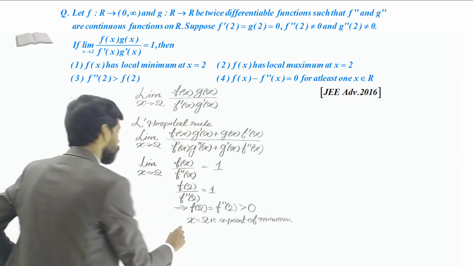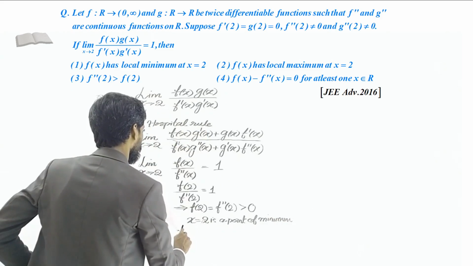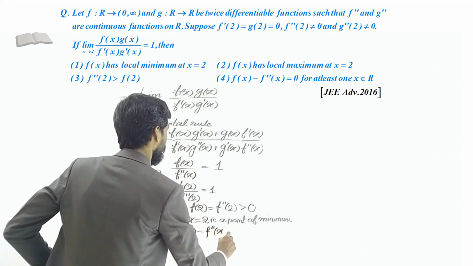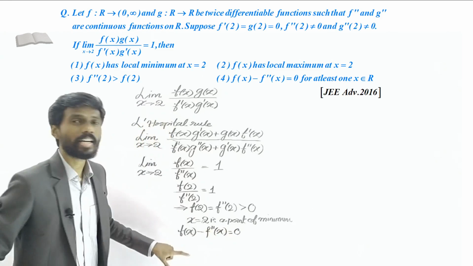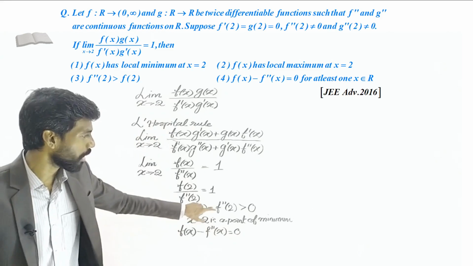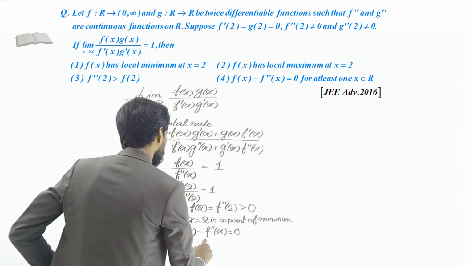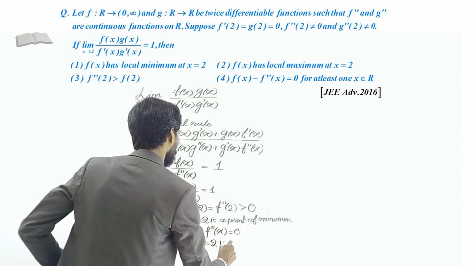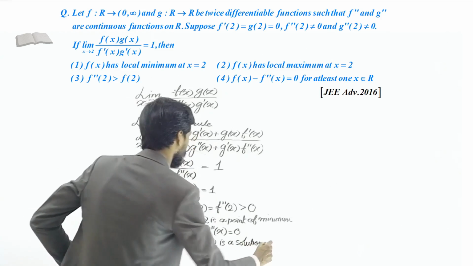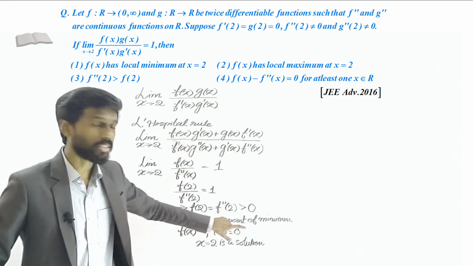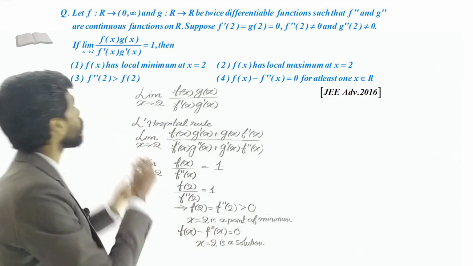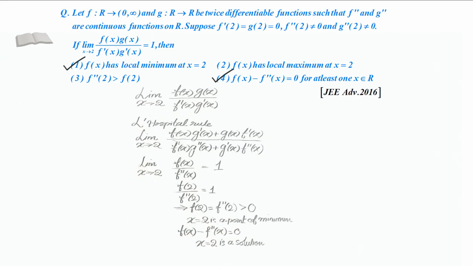And also, this function f of x minus f double dash of x equal to 0 is satisfied by some value, right? What value? This is very obvious here. f of 2 is equal to f double dash of 2. That means x equal to 2 is a solution of this. So f of x minus f double dash of x equals 0 is satisfied by x equal to 2. That is also correct. So this must be the answer.